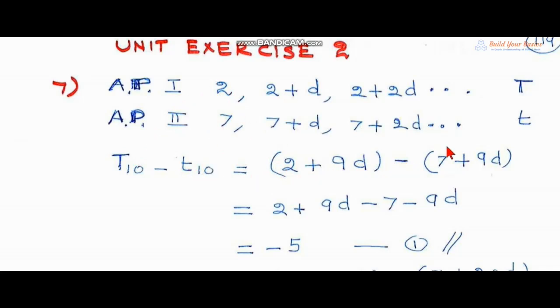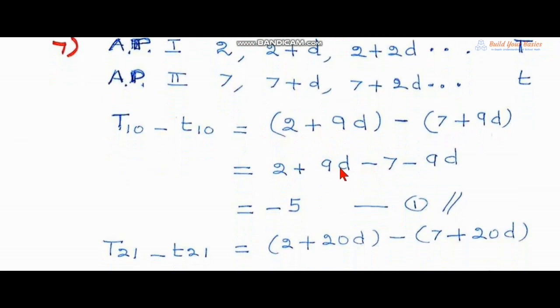So A plus (n minus 1)D, here A is 7. So 7 plus 9D. Simplify: 2 plus 9D minus 7 minus 9D. That is minus 5. So we have got the difference between the 10th terms of the two APs as minus 5.